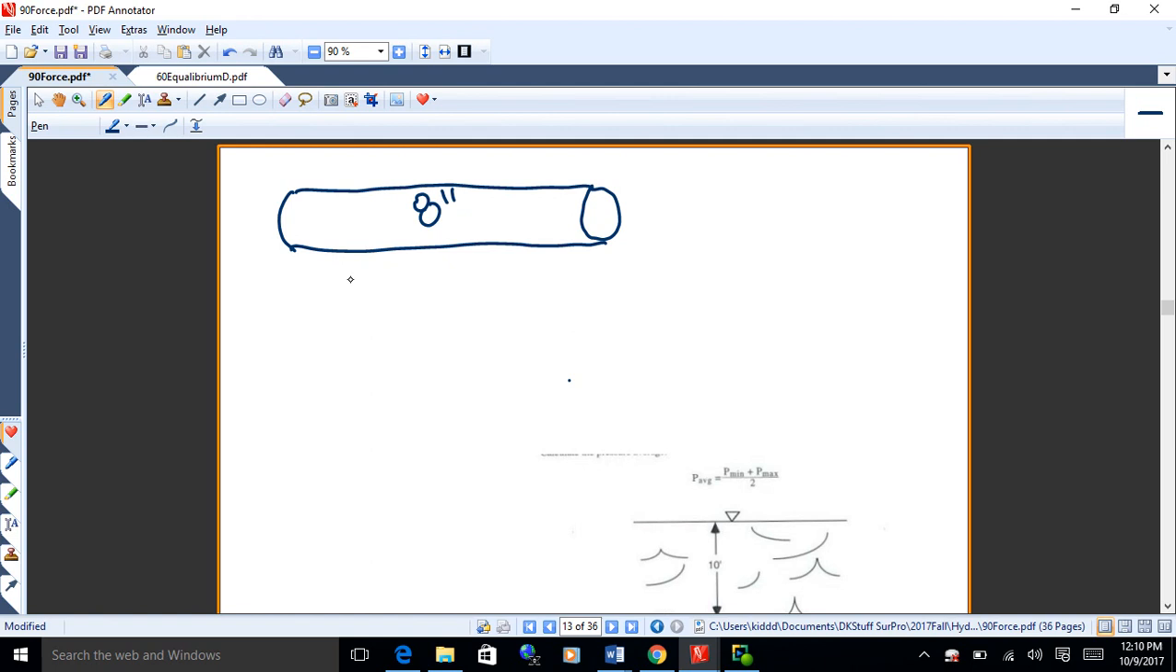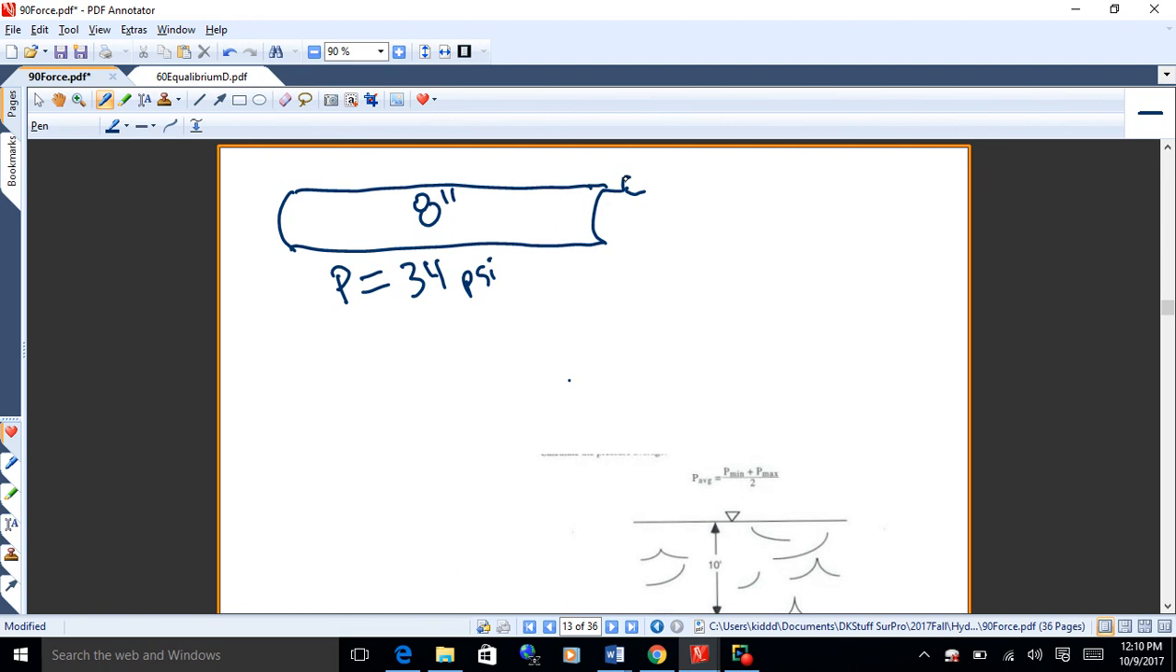And what's the average pressure in Albany for the water system? Anybody know? 34, okay, 34 PSI. Let's say we've got a gate valve here.